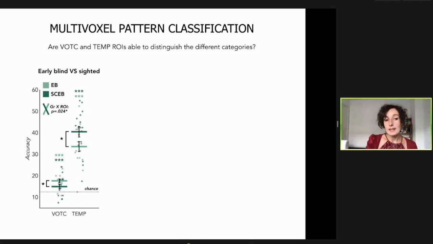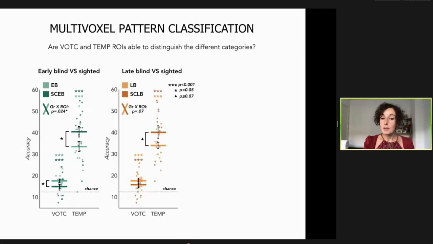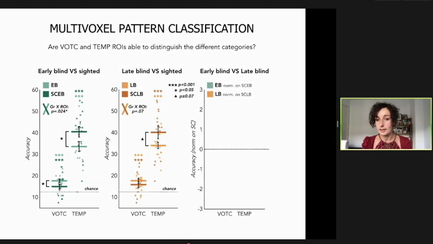When we look at the result in the late blind, we see a similar profile, but in this case, some statistical differences are a bit milder. However, we also directly compare the early blind and the late blind after normalizing their data based on their own sighted controls. And in this graph then, that I will now show, the 0 values means that there is no difference from the sighted controls.